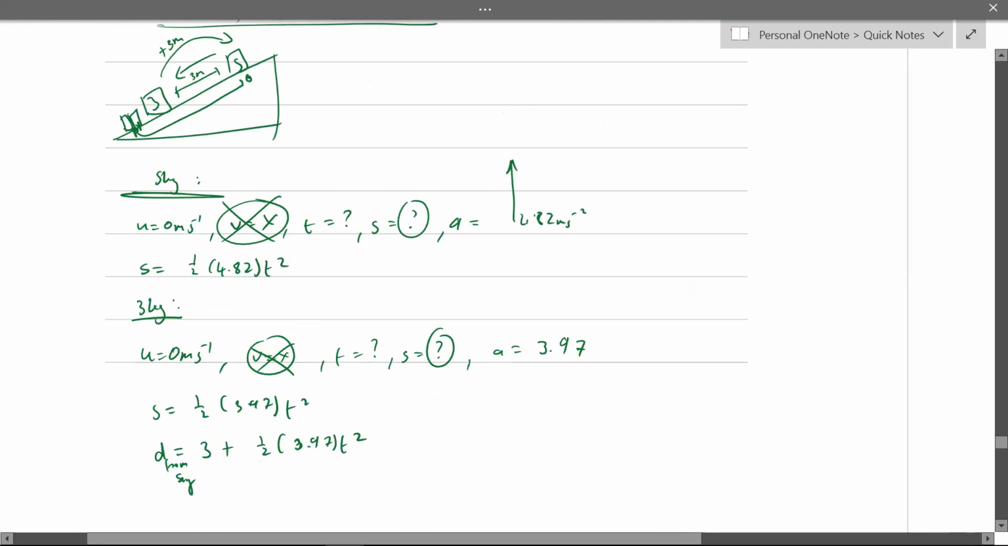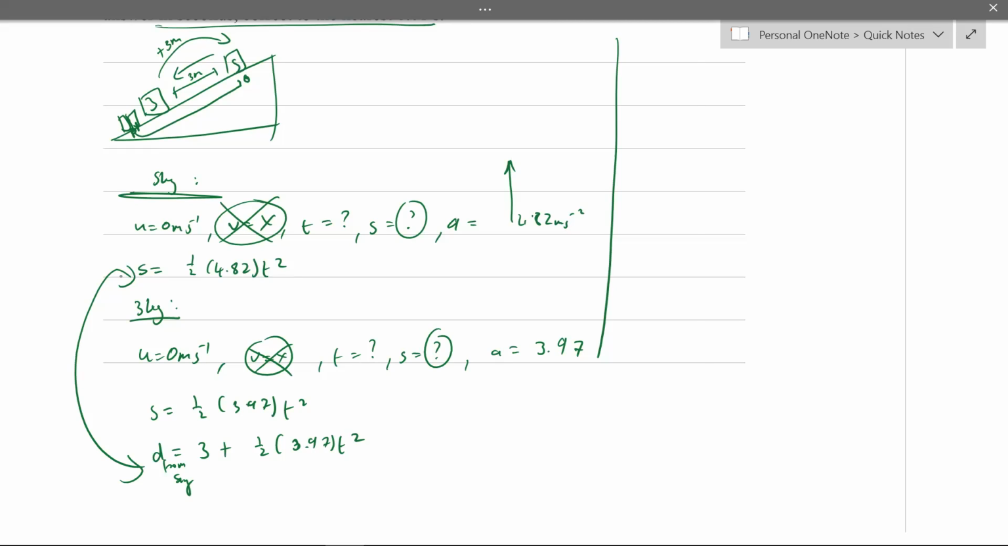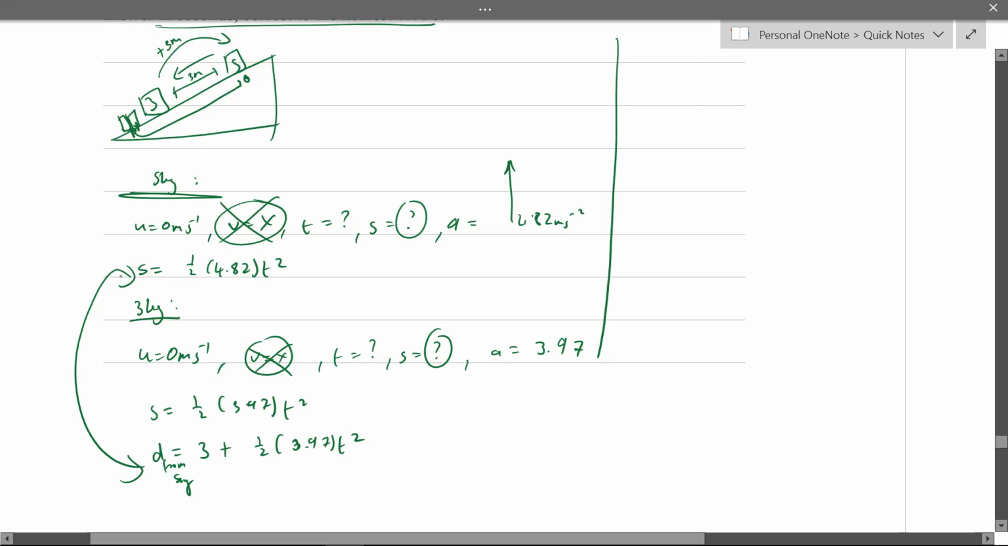And then when these two collide, these distances will be the same. So the displacement of the 5 kilogram block will be the same as the displacement of the 3 kilogram block plus the distance that they were originally apart by. So it's half 4.82 t squared equals 3 plus half 3.97 t squared, and then you can just put that into CAS and solve for t, and I got 1.88 seconds.